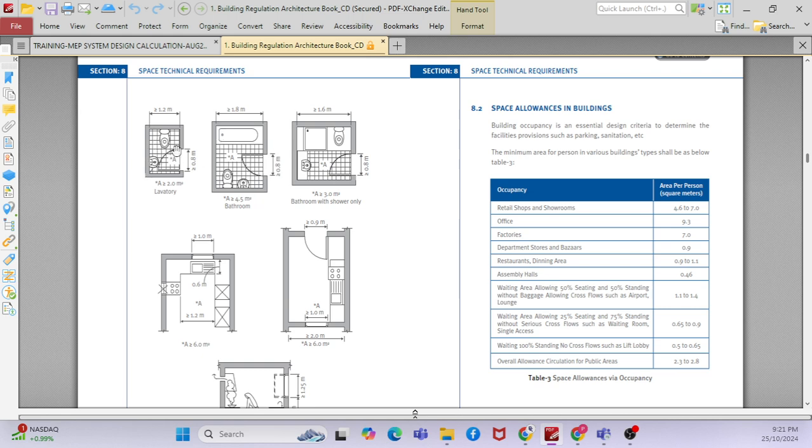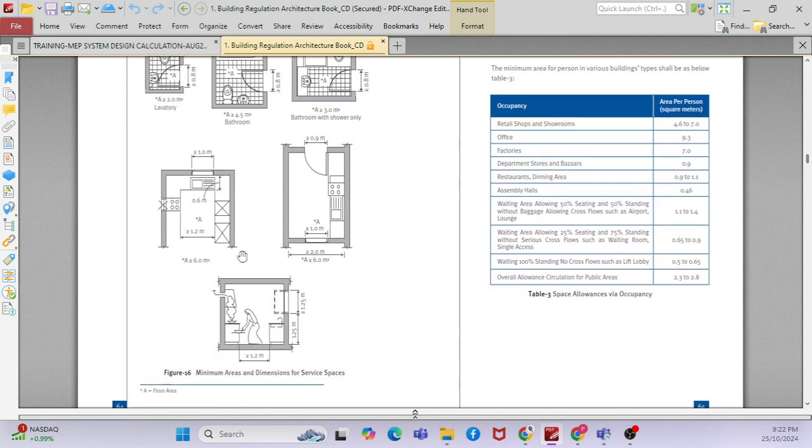This is for approval. If you want to proceed with approval, you have to comply with the minimum requirement. Your toilet should not clash with your WC or wash basin, because whenever you submit to the authority, they will be checking everything, right?